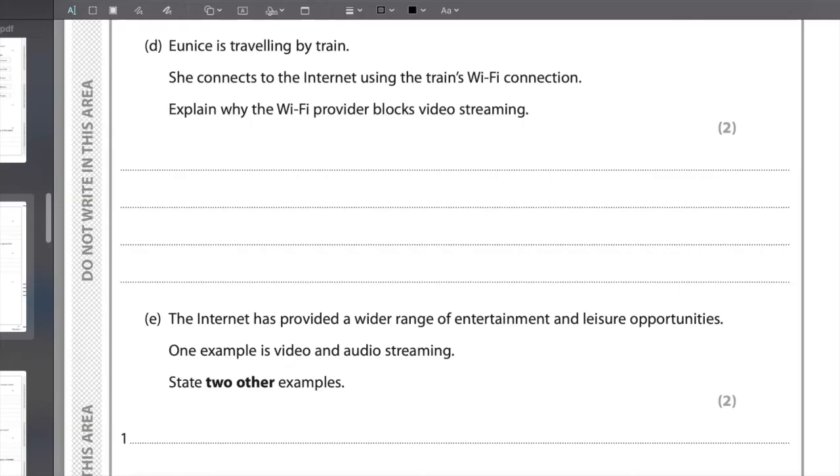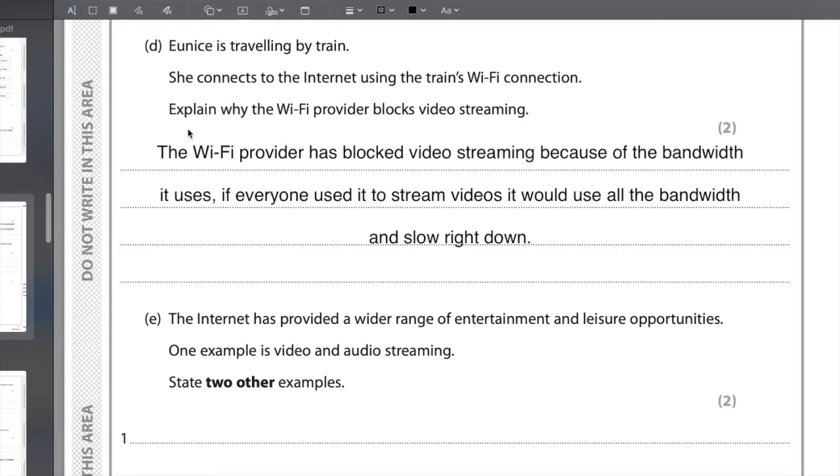The Wi-Fi provider blocks video streaming because of the amount of bandwidth it will take up. If the provider didn't block video streaming, then lots of people wanting to watch Netflix or YouTube or whatever on the train, then the bandwidth would very quickly get used up and everyone's connection would be really slow. So they blocked video playing because of that reason.